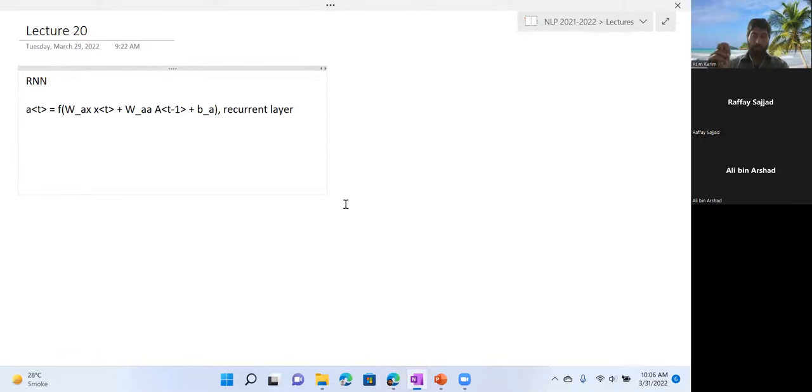The notation that we are using is the capital W subscript aa. So the first a basically means the output. So output, of course, is A_t. And the second a means the input. Input, of course, is also A, which is A_(t-1). And if you look at this notation for W_ax, x is the input, a is the output.